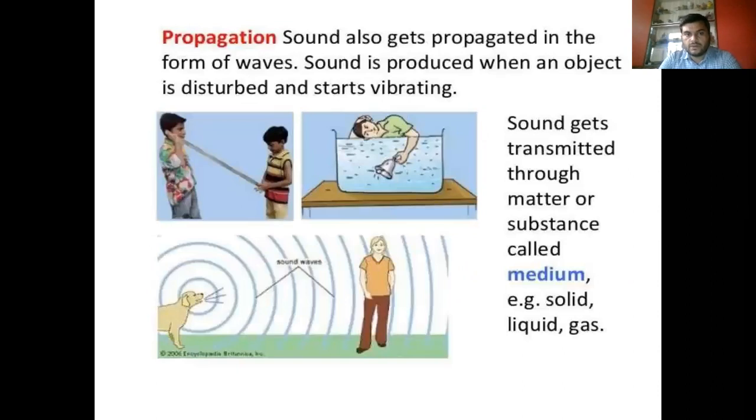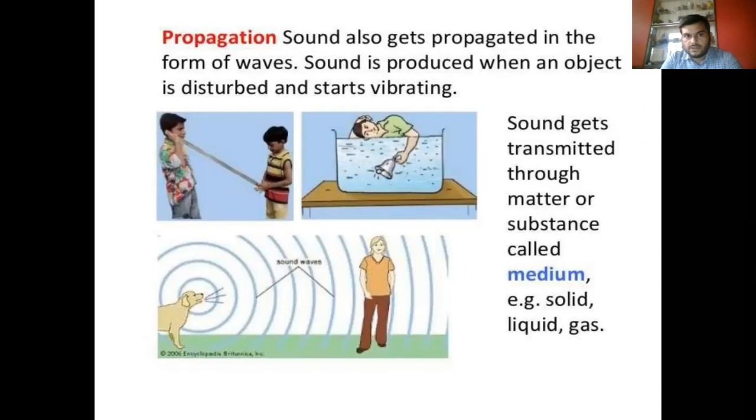For example, let's say this is the propagation of sound. Sound also gets propagated in the form of waves. Sound is produced when an object is disturbed and starts vibrating. These are a few examples of sound.